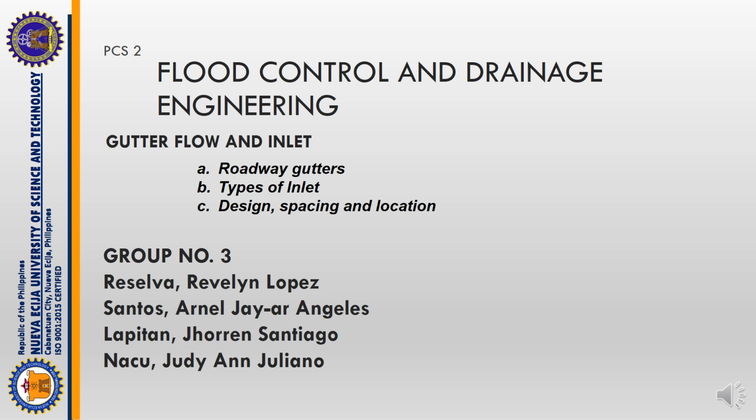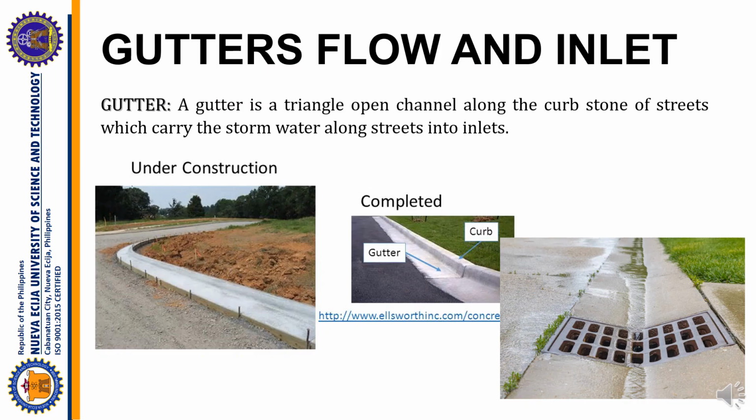Our topic for today is about gutter flow and inlet, and we have three subtopics, which are roadway gutters, types of inlet, design, spacing, and locations. So, gutter flow and inlet. A gutter is a triangle open channel along the curbstone of streets which carries the storm water along streets into inlets. And makikita nyo naman sa figure natin yung itsura ng gutters.